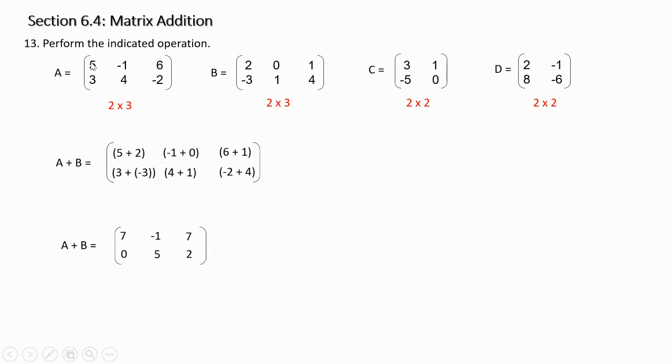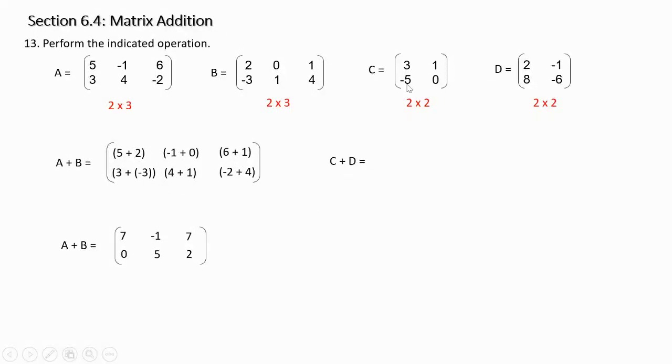Or you can go like this, because you can go 5 plus 2 is 7. -1 plus 0 is -1. 6 plus 1 is 7. 3 plus -3 is 0. 4 plus 1 is 5. -2 plus 4 is 2. So you can do it either way. Okay, but I did it this way by showing you everything, guys. That way you know what's taking place.